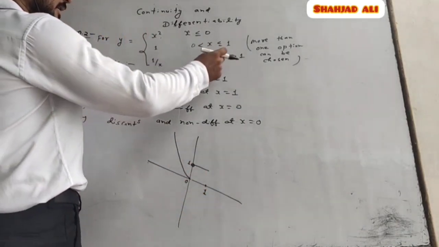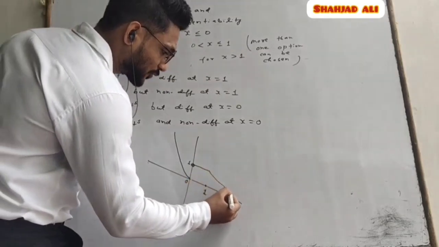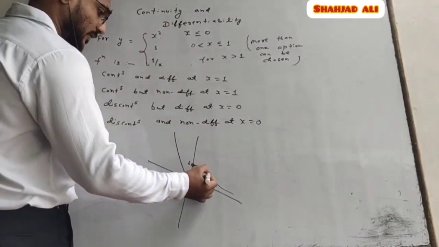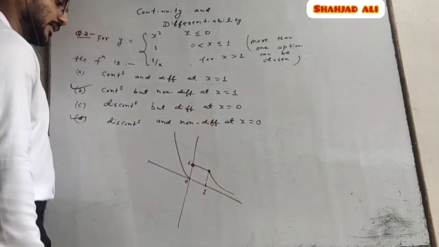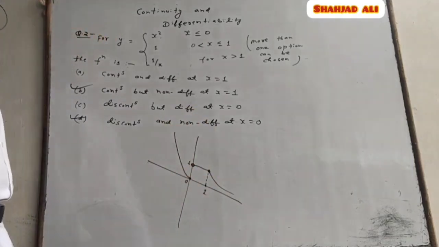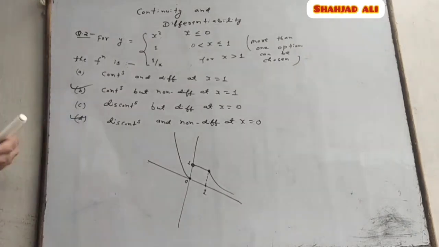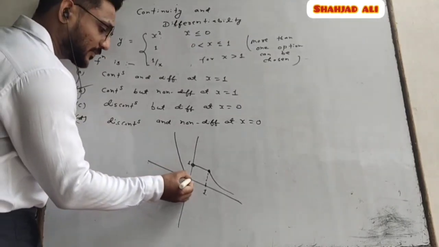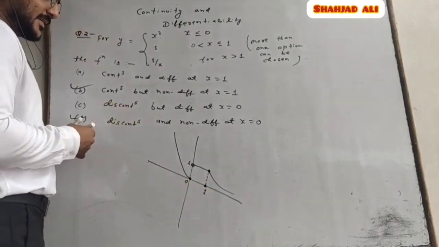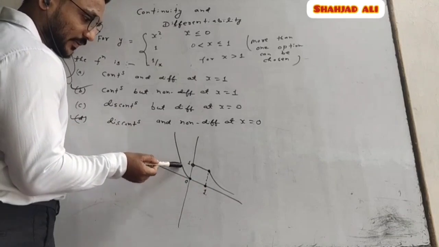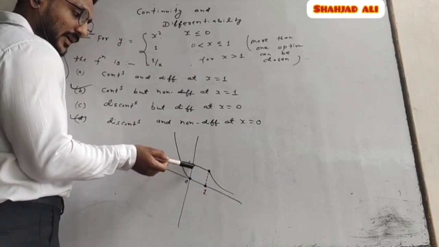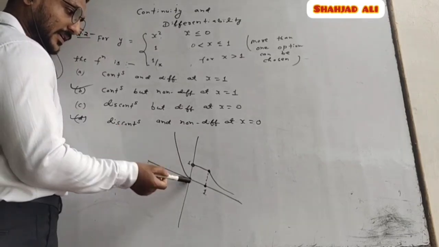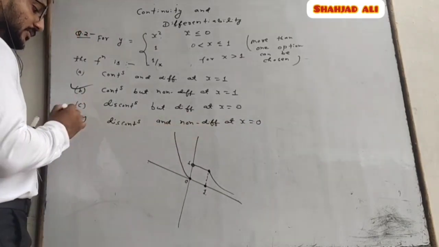After 1, for x greater than 1, it is 1 upon x, and you know the graph of 1 upon x. So this is 1 and this point is 0. Now this is the graph for the given function. You can answer all these questions by this. At x equal to 0 is this point and x equal to 1 is this point. From here to here you have to lift the marker, which means at 0 it becomes discontinuous. Discontinuous means non-differentiable at x equal to 0, so again this option.